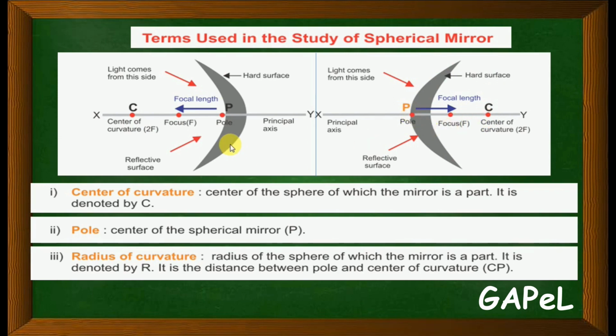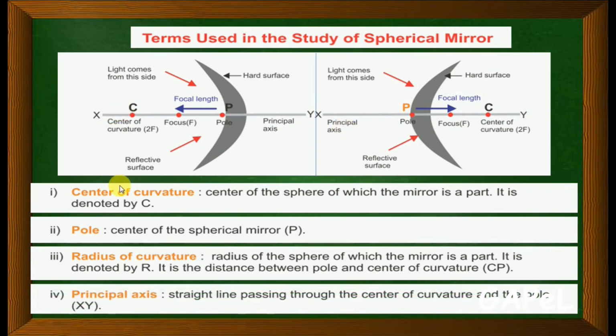Now there is a marking X and Y. X and Y, so what is that XY? That XY is nothing but the principal axis.